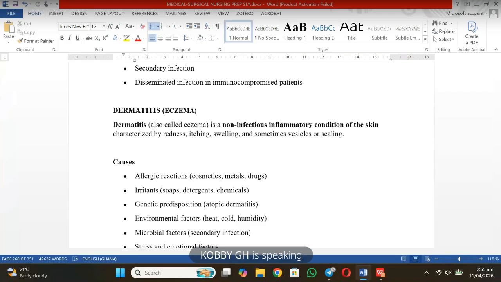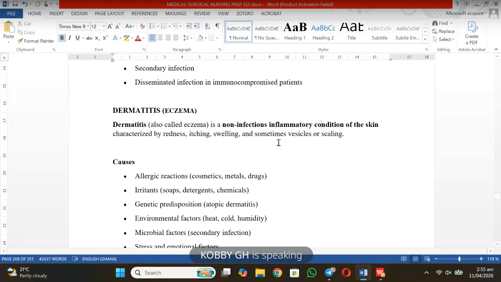Okay, so we have eczema, or what we call dermatitis. The eczema and dermatitis are the same condition, no difference. Now, when we say dermatitis, this is a non-infectious inflammatory condition of the skin. So eczema is non-infectious, a non-infectious inflammatory condition of the skin.